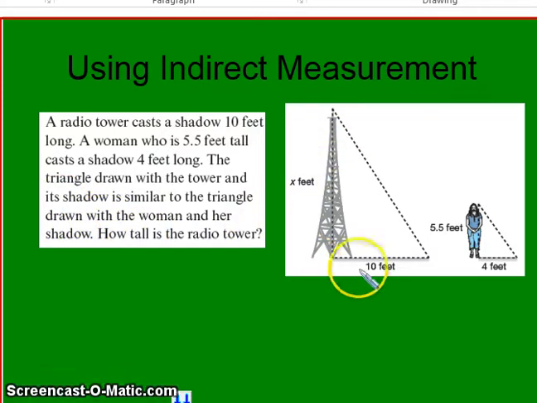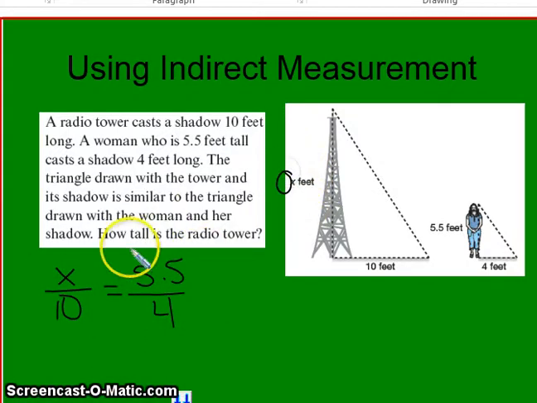Alright, so we have this triangle here, and we also have this triangle here, and we're told that they are similar. That means that their sides are proportional. So, if we take the vertical side, x, over the horizontal side, 10, it should be equal to the vertical side of this similar triangle, which is 5.5, over the horizontal side of the similar triangle, which is 4. Now here is a proportion that we can set up and solve, and then we're trying to find x. How tall is the radio tower?